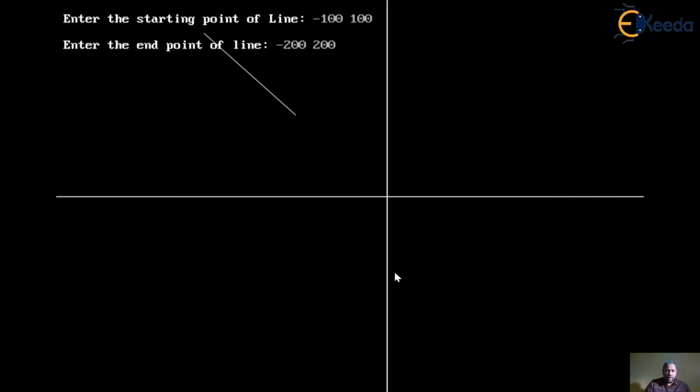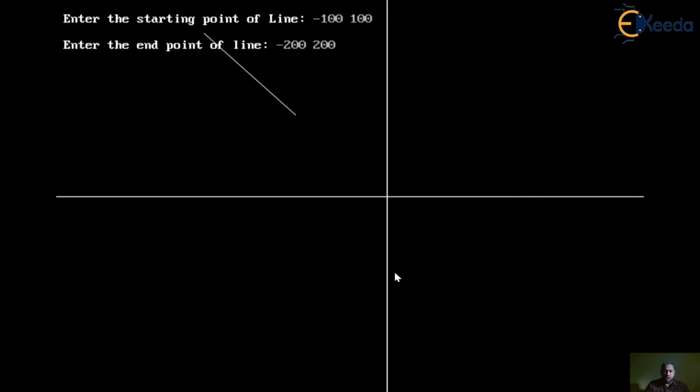Yes, you can find that it has overlap because we have not cleared the screen before drawing. But you can find the line is correctly drawn into the second quadrant. The starting of the line has an x value of minus 100, and its y value is positive. Now suppose I want to draw the line into the third quadrant.